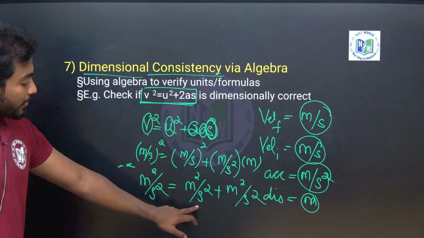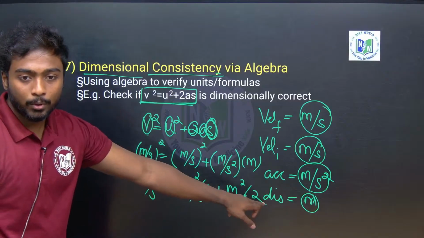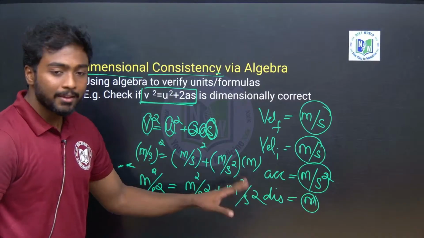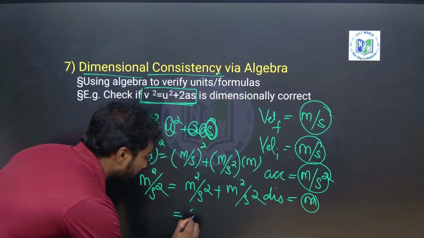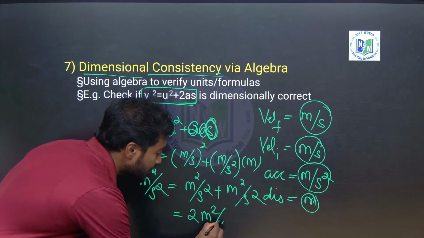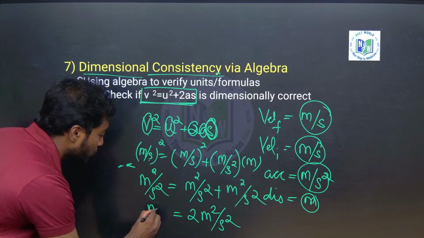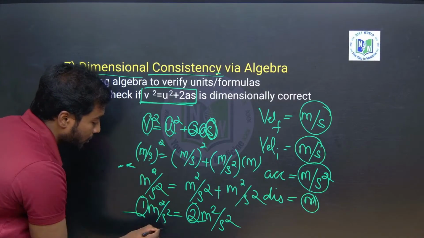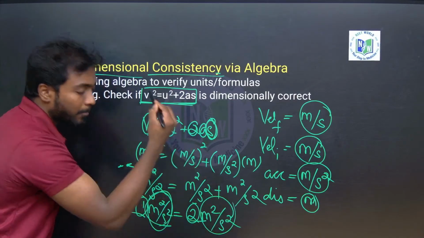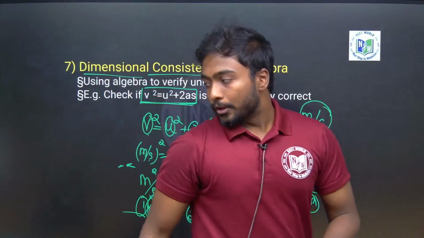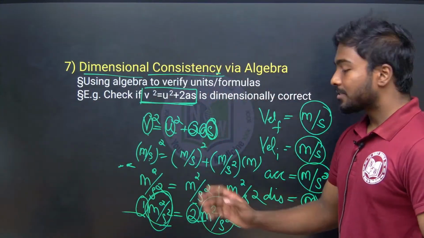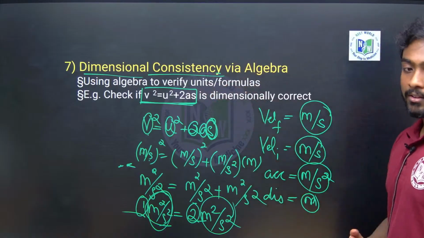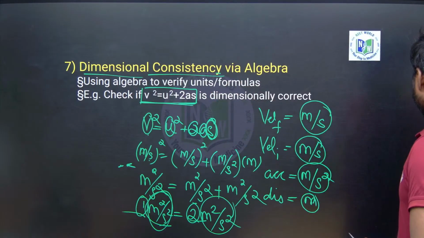So meter square by second square plus meter square by second square will be 2 meter square by second square. So I can write this as 2 meter square by second square should be equal to meter square by second square. No need to worry about the constant, I said. So if I see the dimensional unit, it is meter square by second square. Understood? This is how we will see dimensional consistency by the algebraic method.